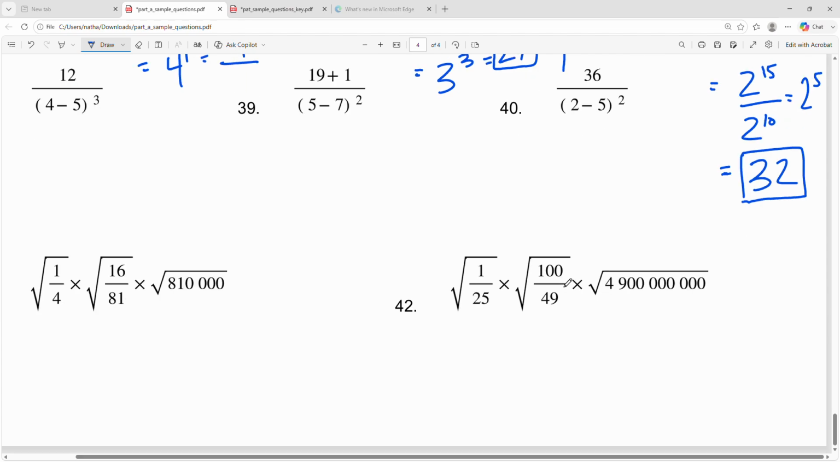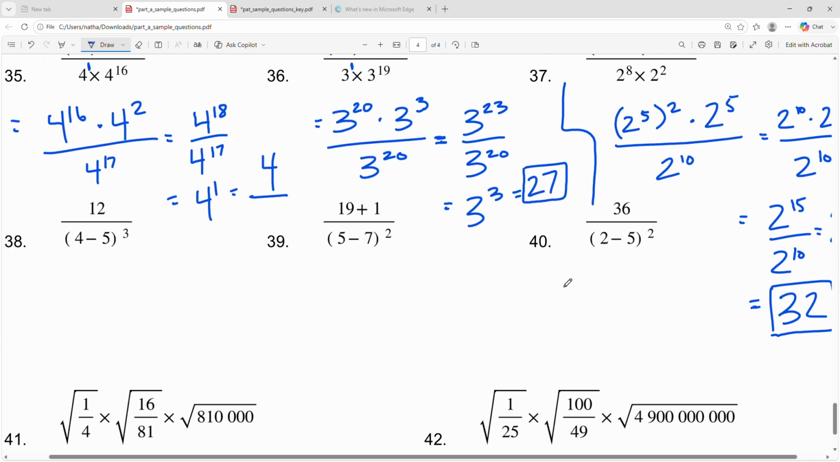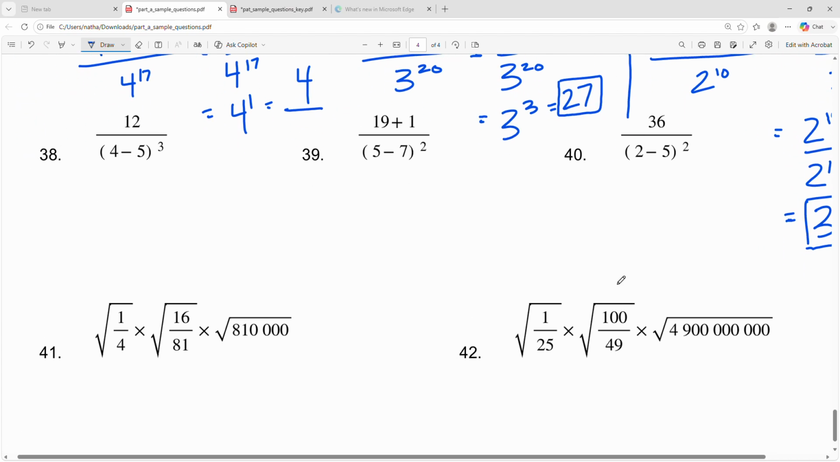How close are we? We're almost done. We're going to finish this in this one video. All right, we have 5 more questions to do. We're evaluating these all. So here I have 12 on the top, nothing to do there just yet. I'm going to do my math inside the brackets.